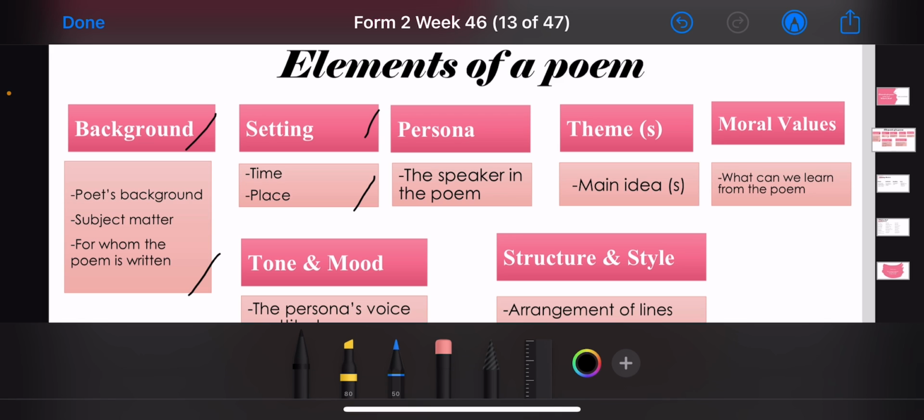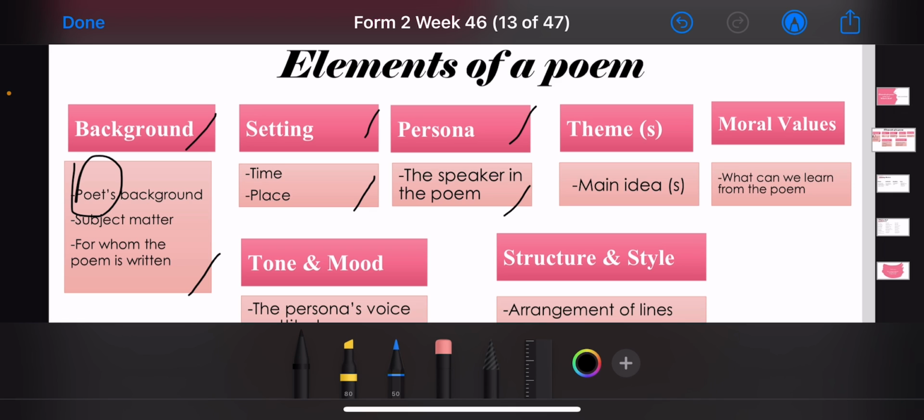Right, now let's move on to the persona. Who or what is a persona? Persona is the speaker in the poem. Okay, so bila kita cakap pasal persona ni, dia tak sama dengan poet. Okay, poet ni penulis poem tu, dia cuma tulis poem tu, tapi the speaker in the poem is not the poet. Okay, speaker dalam poem ni ialah bila kita baca poem tu, kita dapat rasa, oh, anak dia cakap pasal sajak ni. It's the child that's talking. It's the child that's speaking in this poem.